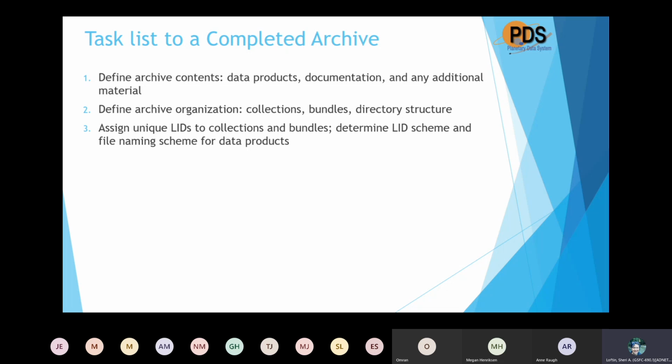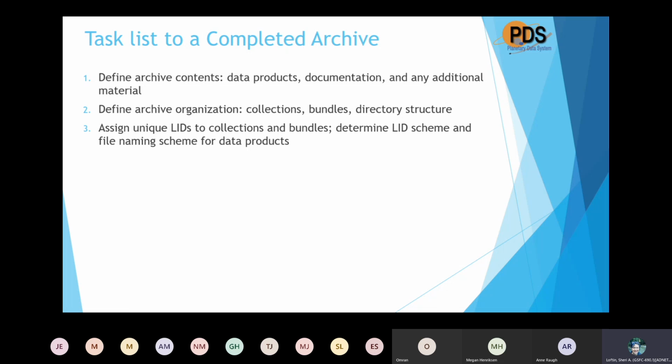And you want to go ahead and start the task of assigning your logical identifiers to your collections and to your bundles, and then as your data products are created, they'll get them, usually with the file name. So you want these three things to be laid out before the mission starts. Having that organization decided and laid out beforehand will help relieve pressure and prevent confusion when the data is being collected and when the team is ready to actually do the archiving.